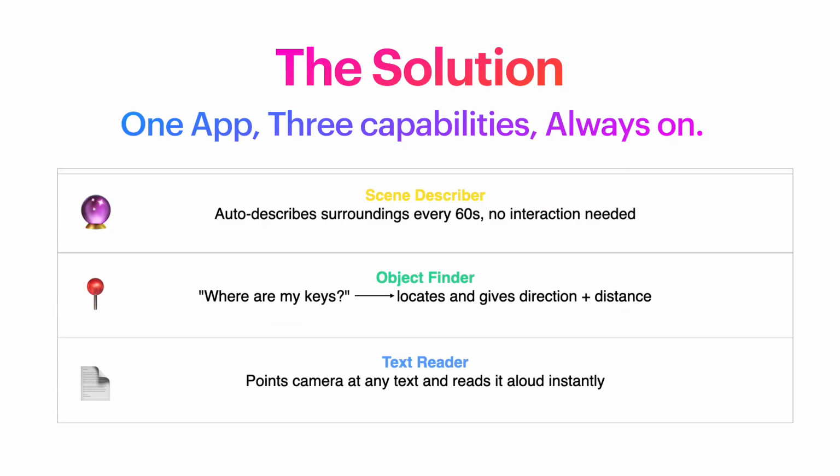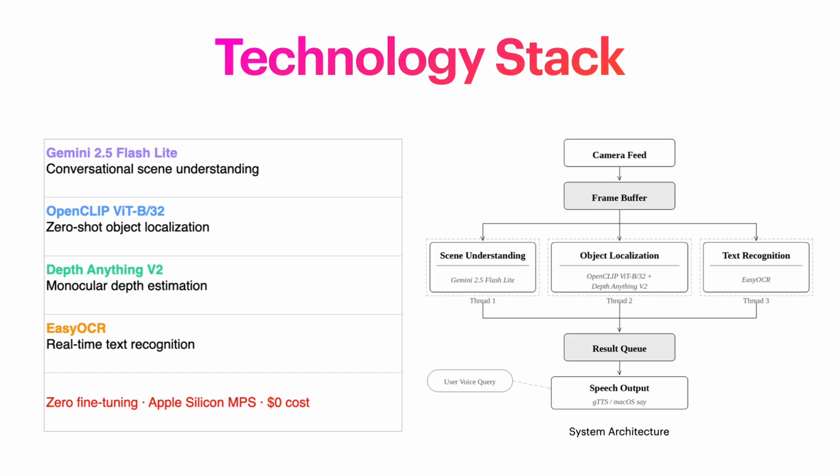Moving to the solution, VisionAssist gives blind users three capabilities through a single always-on app. First, a scene describer that automatically tells you what is around you every 60 seconds without you even asking. Second, an object finder where you say "where are my keys" and it tells you the direction and the distance. Third, a text reader where you point the camera at anything and it reads it aloud. And all three features run simultaneously in the background.